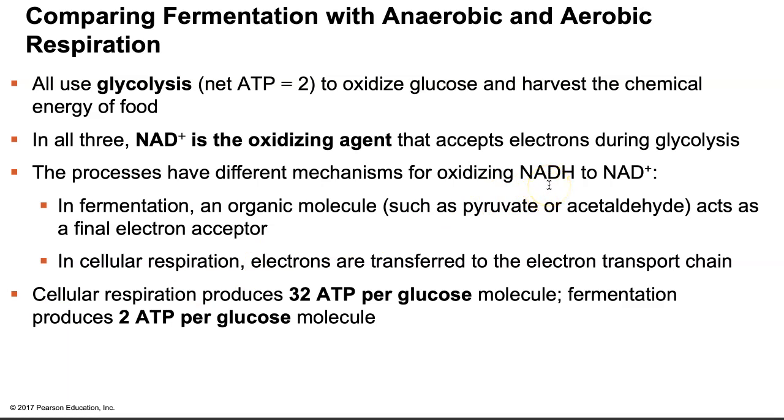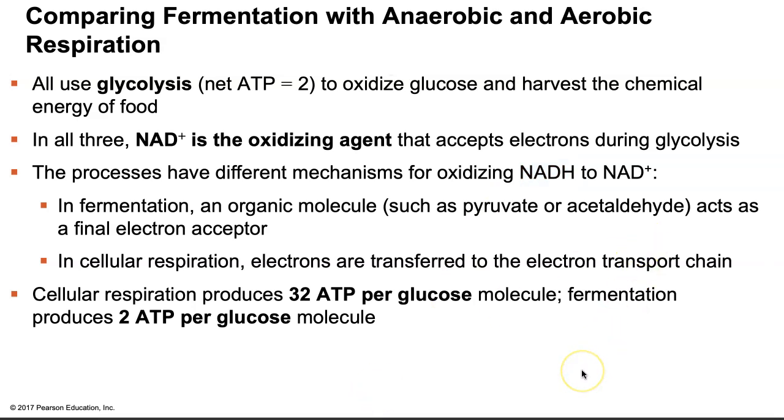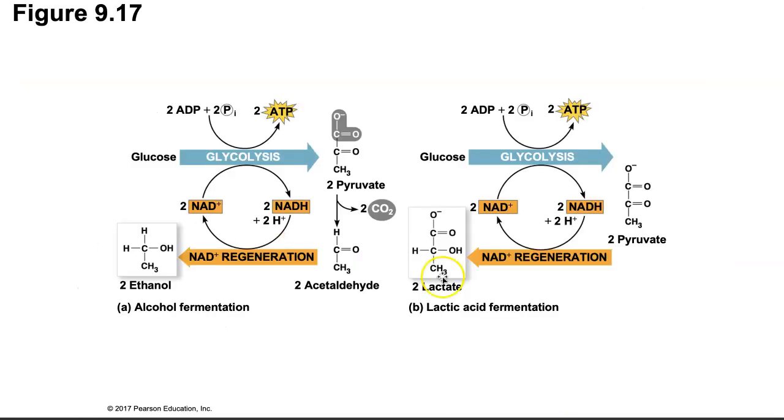And you might see that on an exam that way. What's the reduced form? NAD plus or NADH? Reduced means it gained an electron. So just remember that NADH would be 2 electrons. That's the reduced form. NAD plus is the oxidized form. In fermentation, an organic molecule acts as the final electron acceptor. So in this case, pyruvate is the electron acceptor and becomes lactic acid. Acetaldehyde is the electron acceptor here and becomes ethanol.